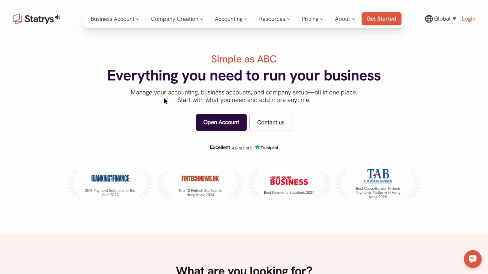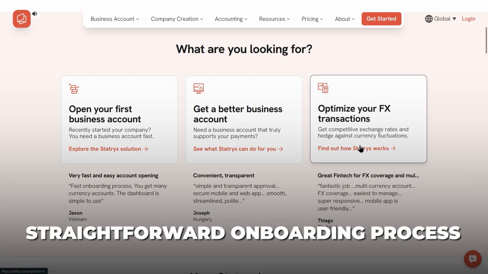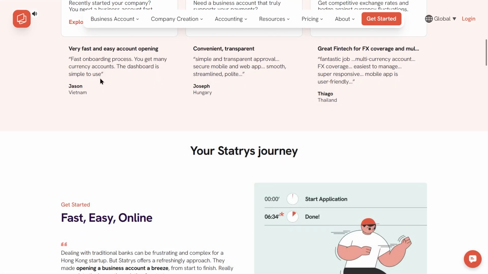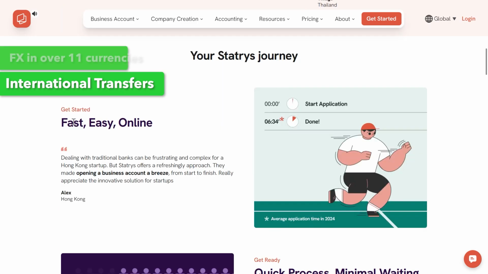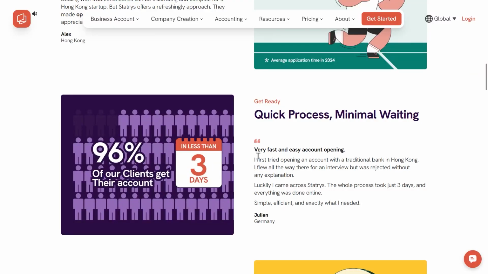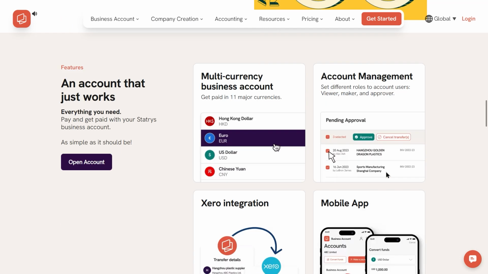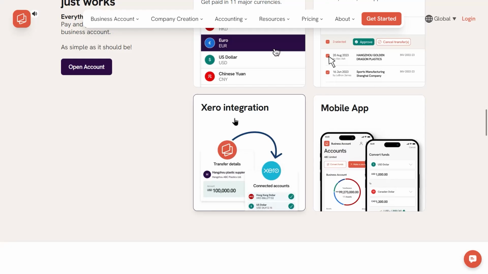So, Statrys is designed with a pretty clear focus: small to medium-sized businesses and entrepreneurs who want things simple and personal. Its strength is in offering a straightforward onboarding process. They offer services like international transfers and FX in over 11 currencies, and they really emphasize having no hidden fees. This is great if your business is starting out or primarily operates within Asian markets, and maybe you value a human touch and predictable, transparent pricing. They're like your reliable personal guide for getting started with cross-border finance.